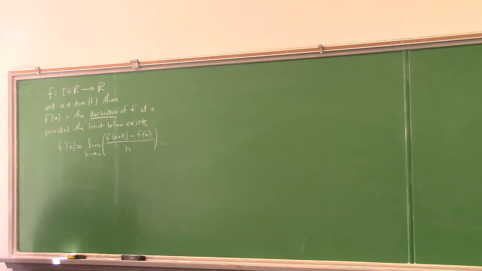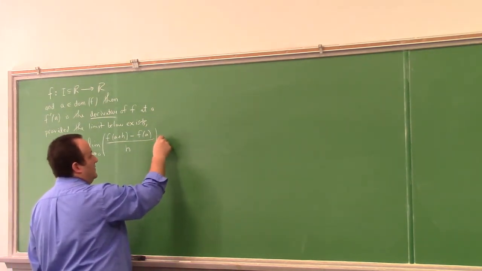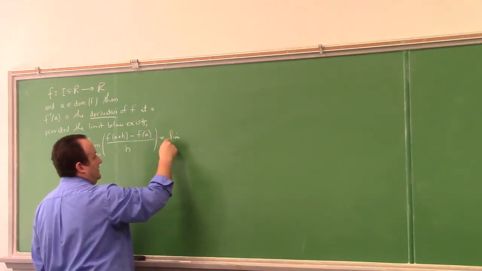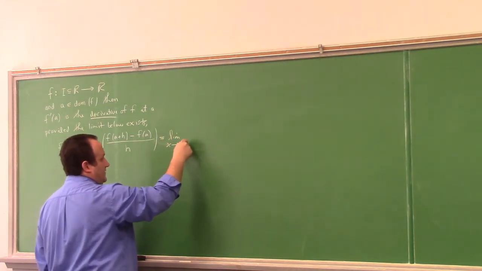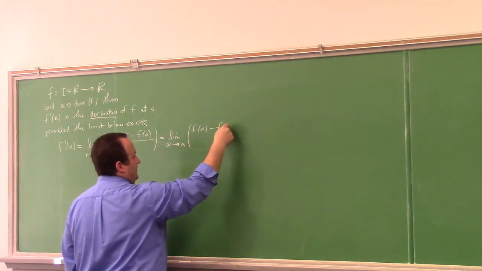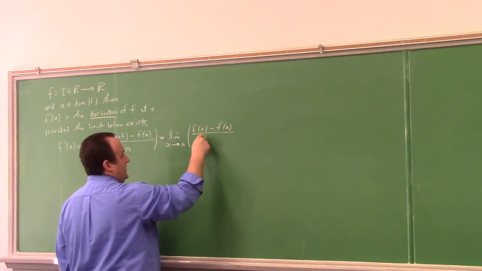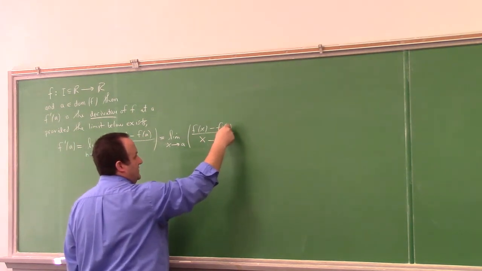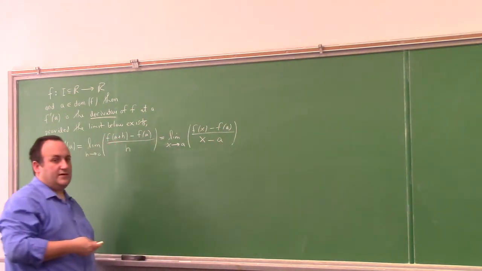Right? So that's the formula for the derivative when you're trying to find it. This is the formula for the derivative at a. Now, we have another formula. We could also write the limit as x goes to a of f of x minus f of a over x minus a. So that's an alternative way you can calculate the derivative.